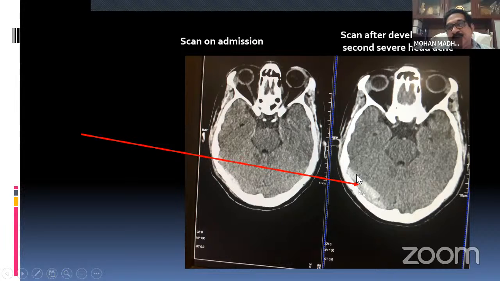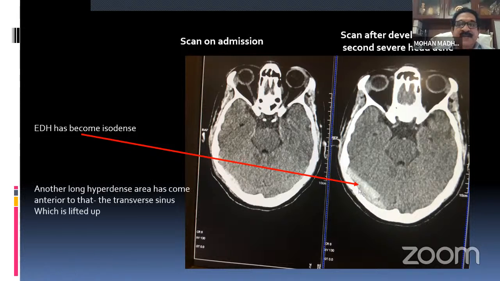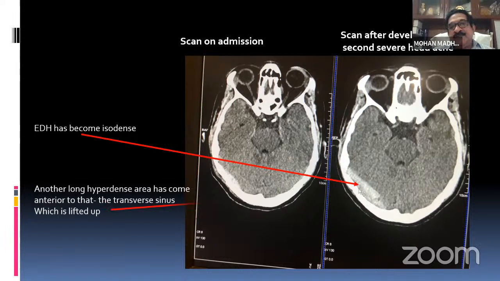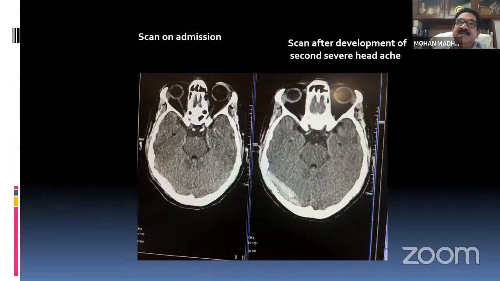What you find is an overlying long hyperdense lesion, which is actually the transverse sinus, as Umar correctly thought. So the EDH has become isodense, and the long hyperdense area has come anterior to that. That is the transverse sinus, which is getting thrombosed. So here the trauma has precipitated the sinus thrombosis, because of injury to the sinus, and that can lead on to thrombus.